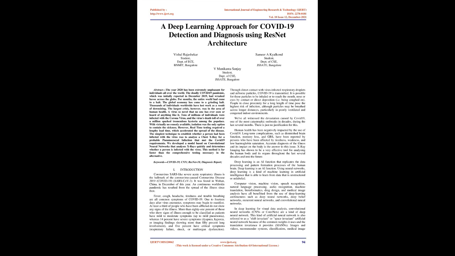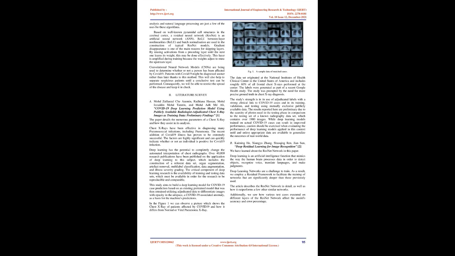Through direct contact with virus-infected respiratory droplets and airborne particles, COVID-19 is transmitted. It is possible for these particles to be inhaled or to reach the mouth, nose, or eyes by contact or direct deposition, i.e. being coughed on. People in close proximity for a long length of time pose the highest risk of infection, although particles may be breathed across longer distances, particularly in poorly ventilated and congested indoor environments.